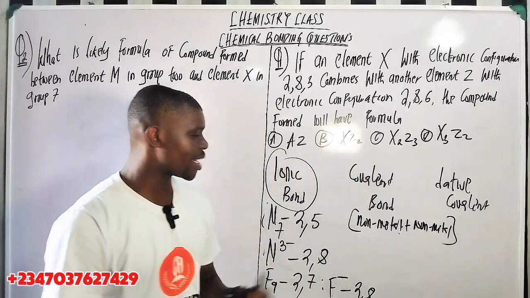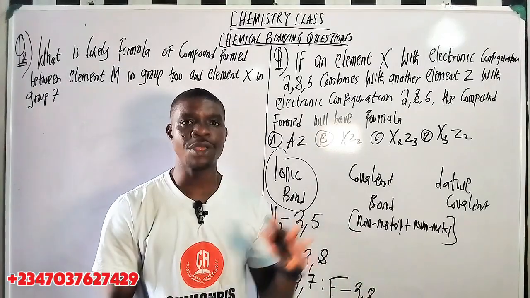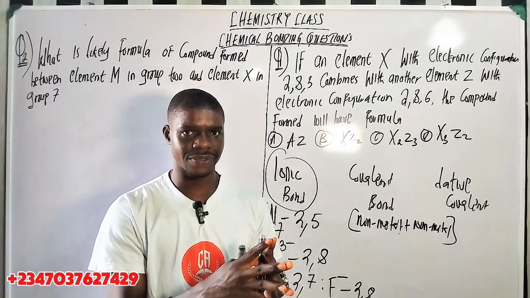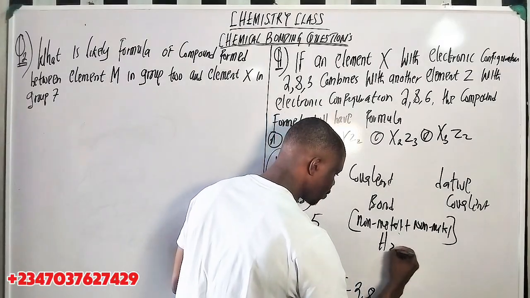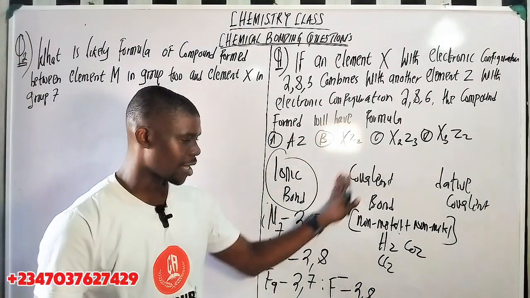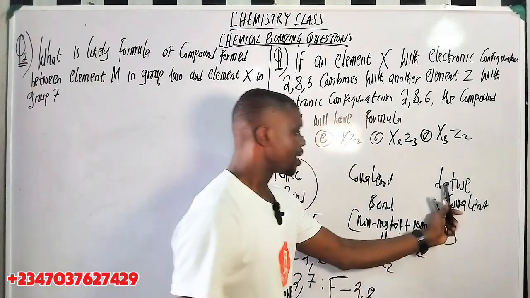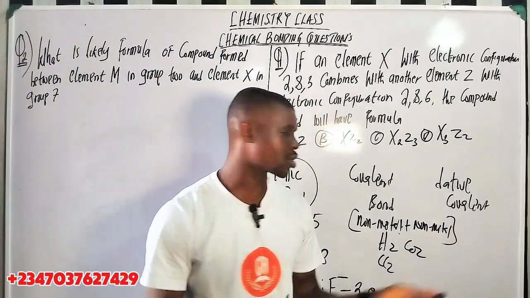Now in a covalent bond, it involves the sharing of electrons between two non-metals. Good examples of this kind of compound are H2, Cl2, CO2. We are coming to this other one here, right? So now let's solve this question here. Now in this dative covalent bond, it has what covalent bond here.